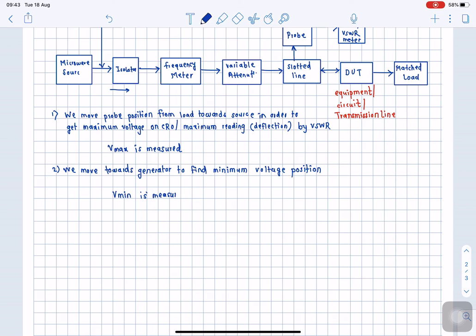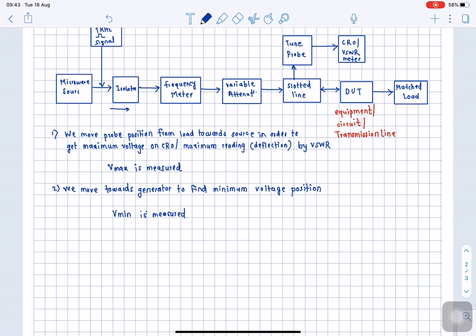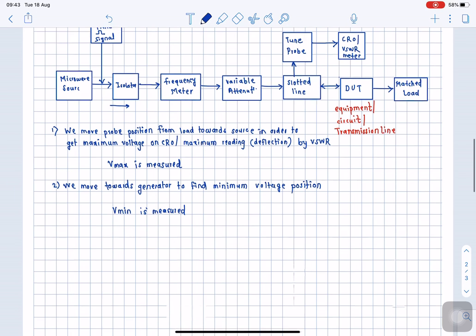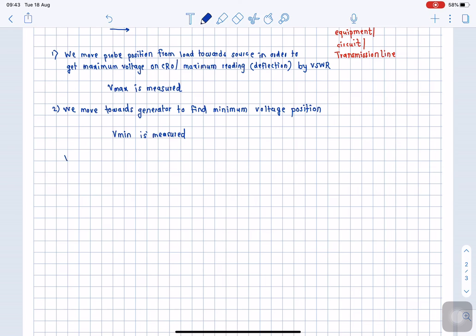Or instead of using a CRO, if you use a VSWR meter, the VSWR meter will show minimum deflection. So Vminimum and Vmaximum are measured. What can you measure then? Directly, VSWR in that case is simply given by Vmax divided by Vmin. You know the value of Vmax and the value of Vminimum, so you can take the ratio and find the value of the VSWR.